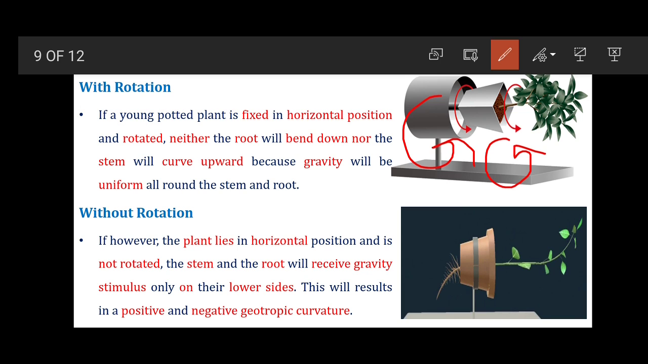Now when this plant is kept in motion, it was found that the effect of gravity is distributed uniformly throughout the plant body. So the plant doesn't show any kind of significant movement, but when the plant is placed at a constant position without any rotation, at that time roots exhibit positive geotropism and shoot exhibits negative geotropism, because the stimulus, that is gravity, is now confined to only one side of the plant body.